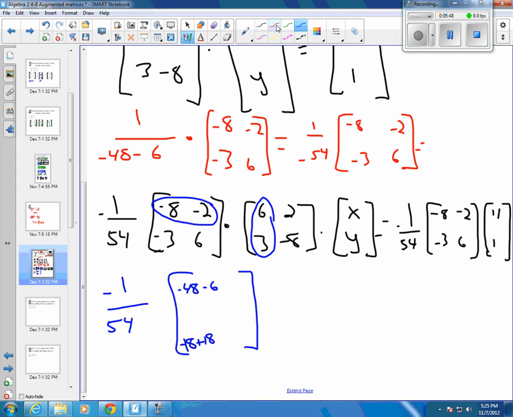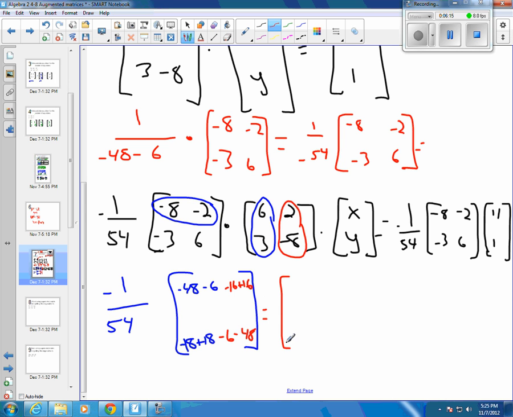And then I'm going to take my next column, so my 2 and my negative 8. So 2 times 8 is a negative 16. And 8 times 2 is going to be a plus 16. You can see how this is all falling out. 2 times 3 is a negative 6. And 8 times 6 is a negative 48. You're like, well, this isn't the identity matrix, but keep watching here for a second.